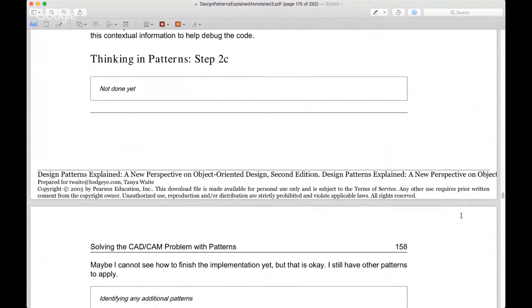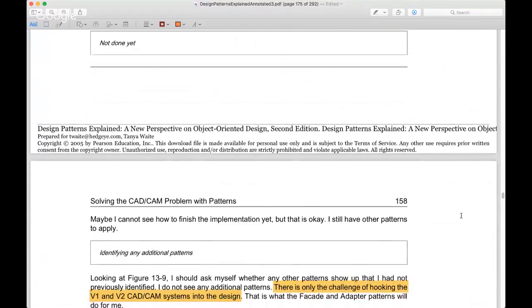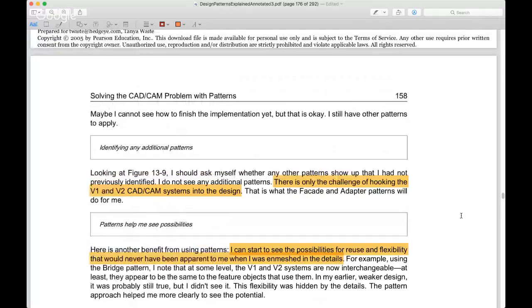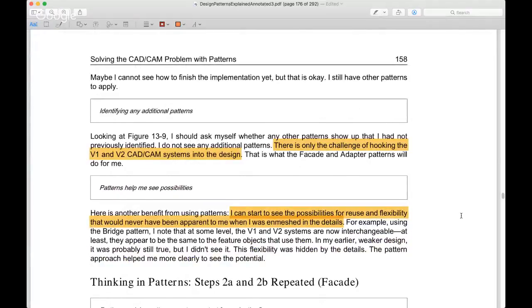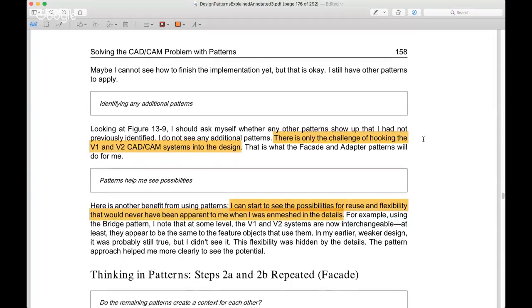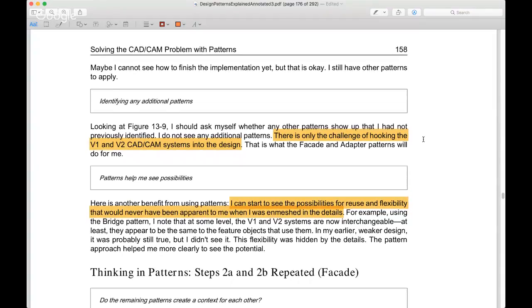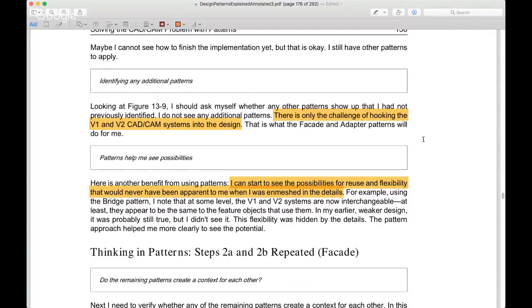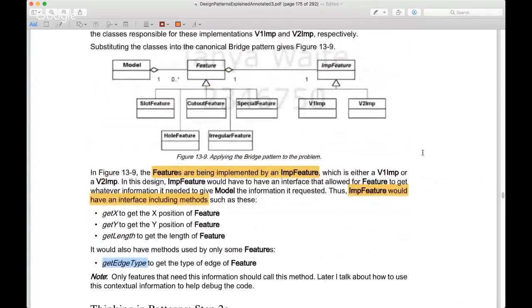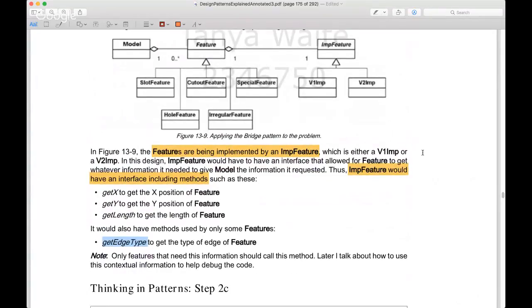So thinking in pattern step 2C, we haven't done that yet. So given that we've got the right pattern ordering, that the bridge is the senior pattern at the moment, we're now going to apply patterns for the remainder of this thing. So looking at 13.9, was that before or after? I don't remember. Yeah, there it is. He starts out with the imp feature and the V1 imp and the V2 imp.